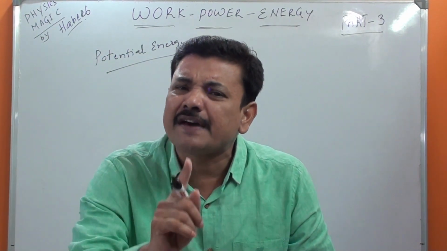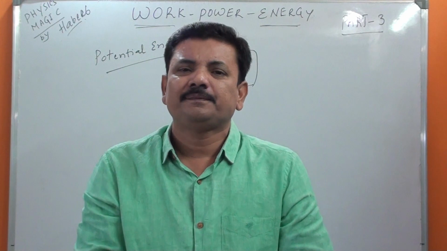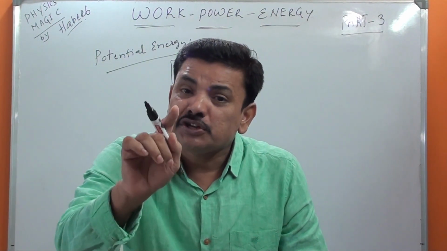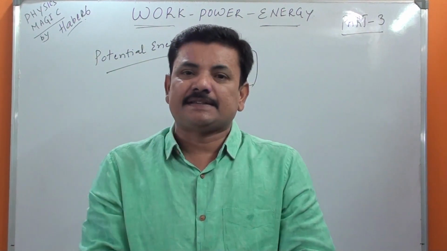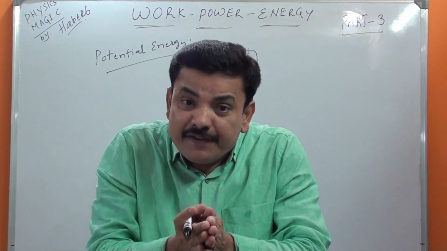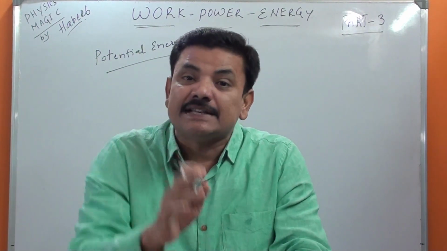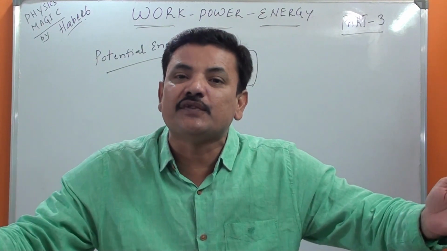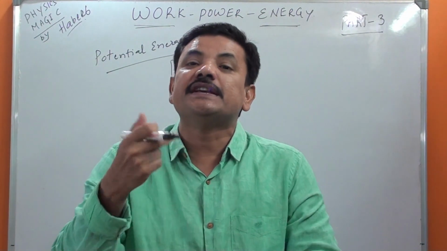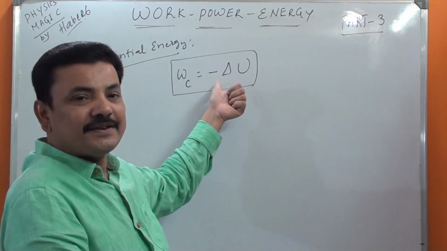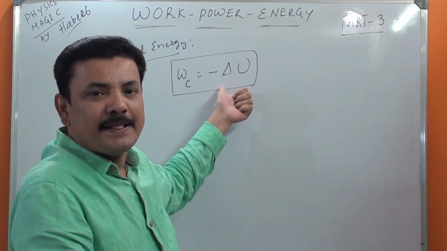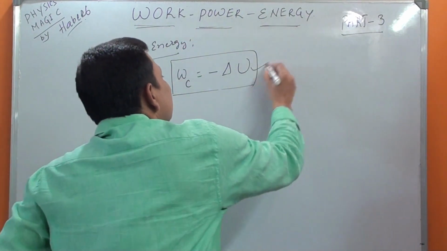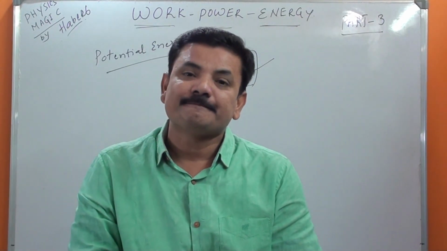So in the favor of the conservative field, if we go, potential energy decreases. In the favor of the field, if you go, it decreases. Against the conservative field, if you go, potential energy increases. That is indicated by the negative sign here. I hope you understood very clearly. So this is a very, very important formula which will help us a lot in future.